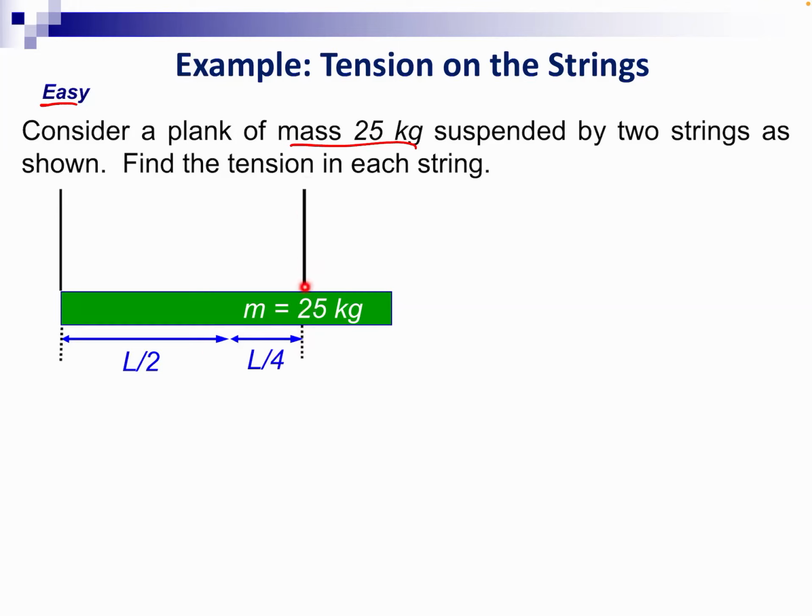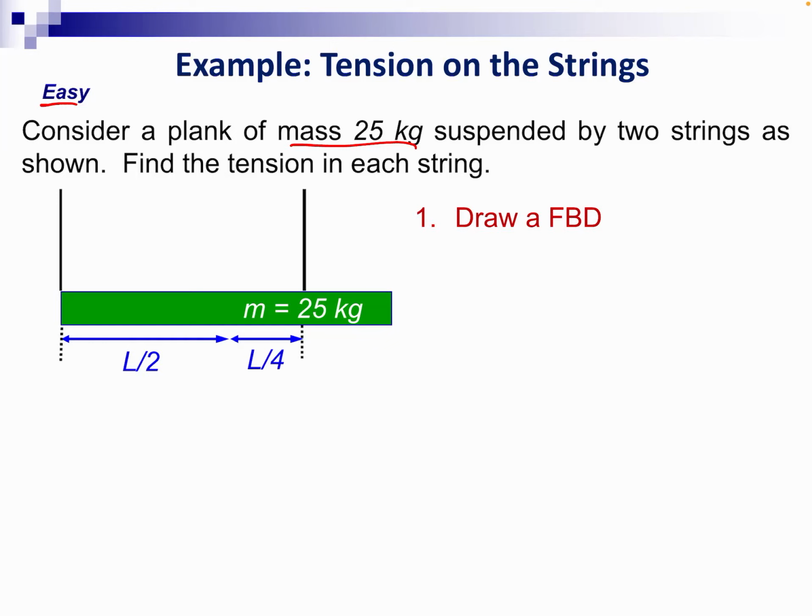The string on the right here is located a quarter of the length away from half of the plank's length. All right, so the first step, if you're given this situation, is to draw a free body diagram, so that you know all of the forces that are acting on your object. And hopefully by now we know that there should be a weight force.